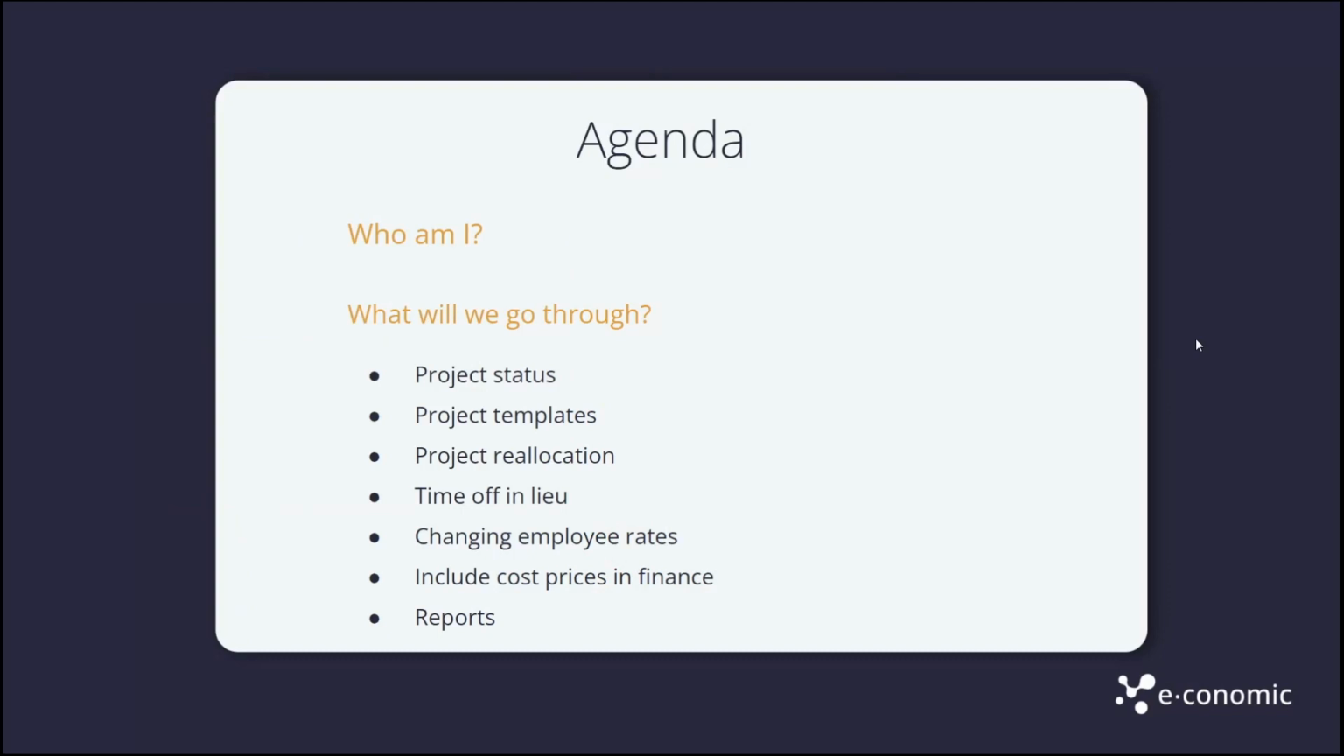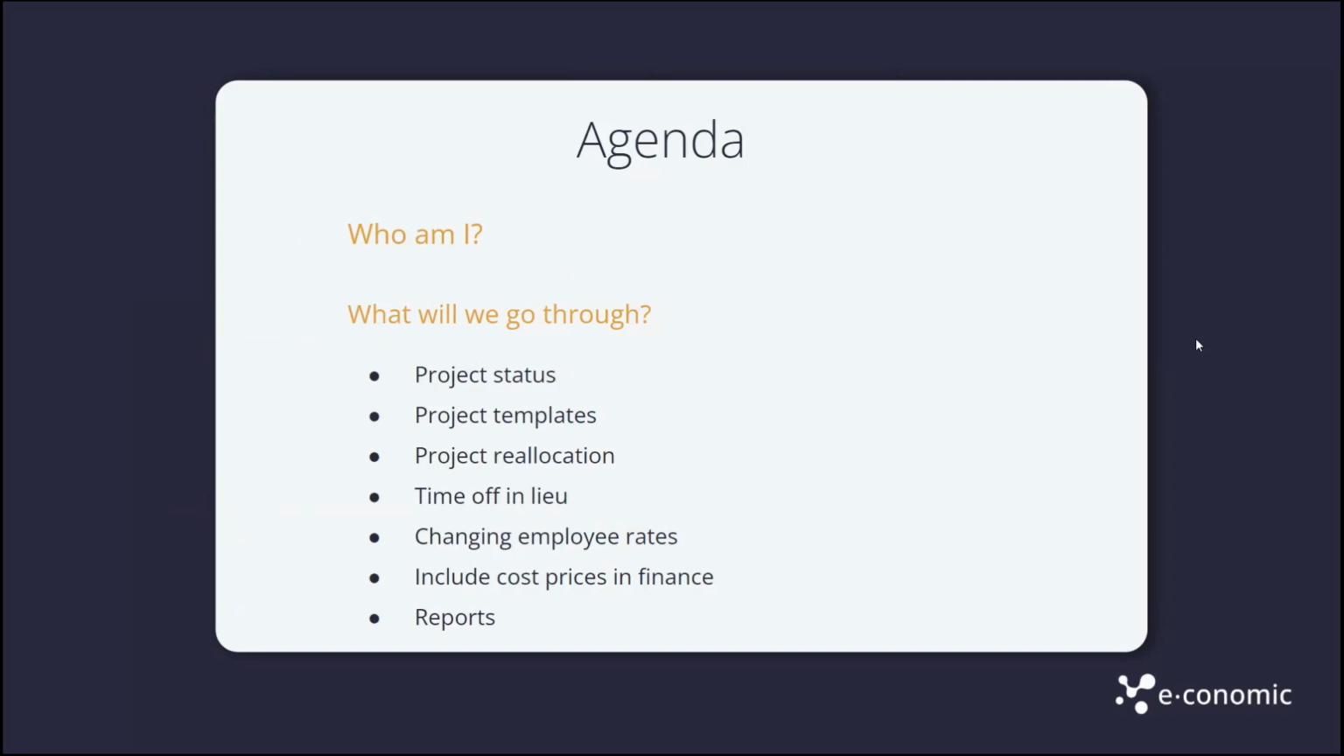But what are we going to look at in the project module? The first thing we'll look at is what's called project statuses. So we will explore how to create them and how to use them. Next, we will look at project templates. We'll explore how to create them and discuss the value of creating project templates. After that, we'll delve into something called reallocation. Here we are going to take a look at how to carry out these reallocations.